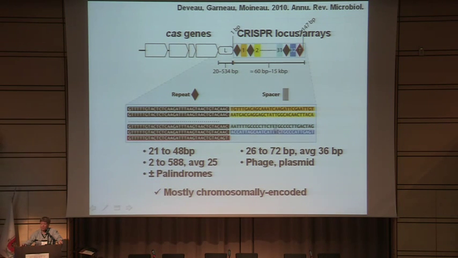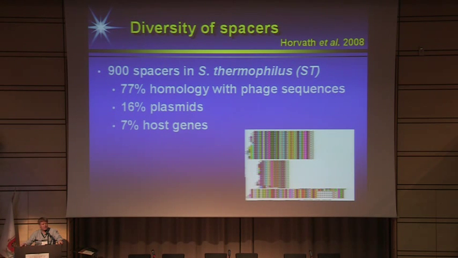Now we know that these variable regions match phage genome sequences or plasmid genes, and some of them, as we'll hear this morning, can also match host genes. Most CRISPR-Cas systems are chromosomally encoded, although some have also been found on plasmids. In Strep thermophilus, we did a study a long time ago in collaboration with Danisco, where we looked at the spacers in a number of Strep thermophilus strains, and we realized that a lot of these spacers were matching phage genomes, and some of them plasmids and so forth. So now we're able to characterize Strep thermophilus strains based on their CRISPR array and the content of these spacer sequences.